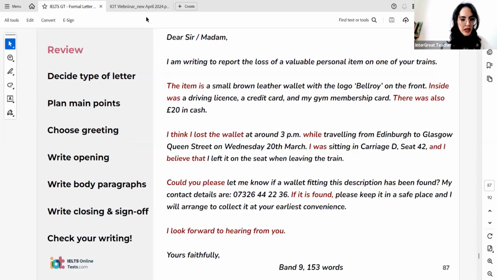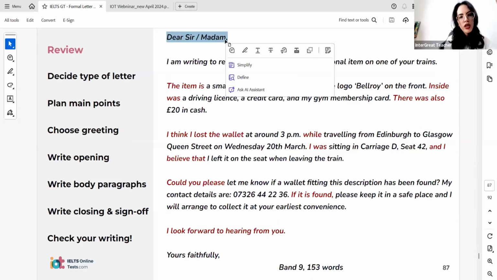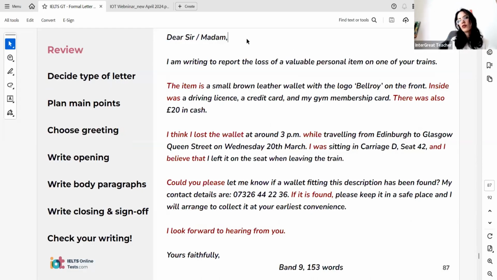So at the end, some of you asked, at the end, this is what I have. I have the greeting saying hello. So depending on the kind of letter, I decide what to say. Formal letter, I write Dear Sir / Madam, D capital, S capital, M capital. There is a slash in the middle and I have a comma.